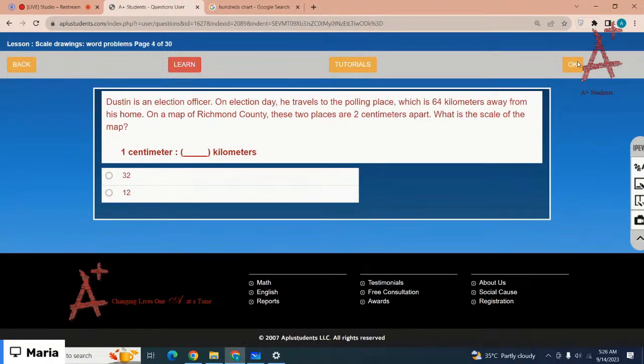Dustin is an election officer. On election day, he travels to the polling place, which is 64 kilometers from his house. On a map of Richmond County, these two places are 2 centimeters apart. What is the scale of the map? That means the actual distance is 64 kilometers, but on the map it is 2 centimeters apart. So form a ratio between the scale drawing and the actual one, that is 2 centimeters divided by 64.